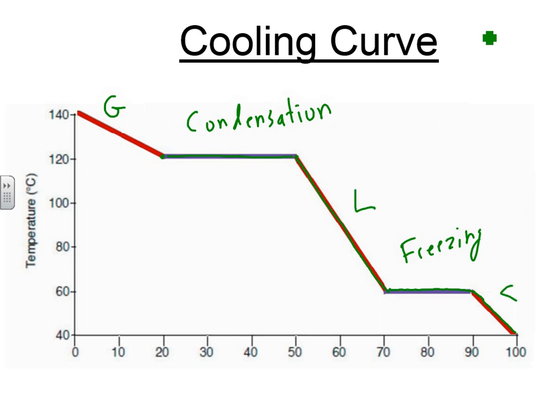Now you'll notice that the temperature at which condensation happens is still 120. Whether you boil it or condense, it'll be the same temperature, and same thing here in the case of freezing. It'll still freeze at 60 degrees Celsius, just like the substance melted at 60 degrees Celsius. And the temperatures will stay steady.